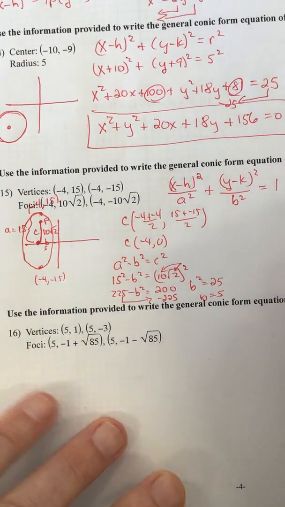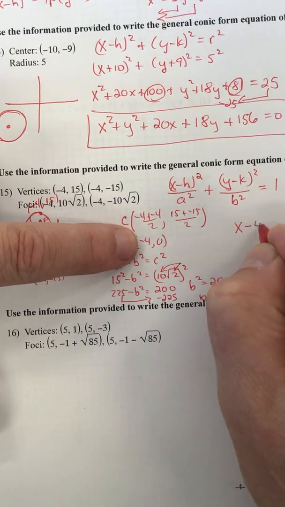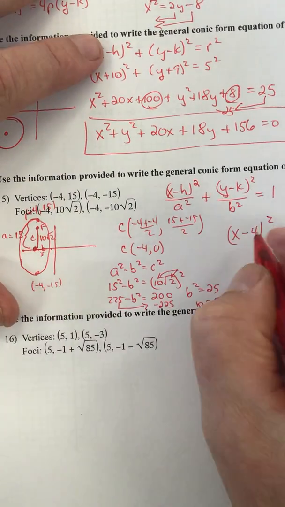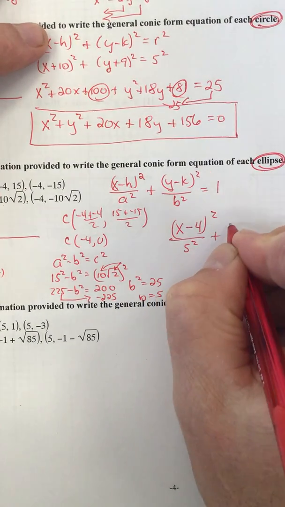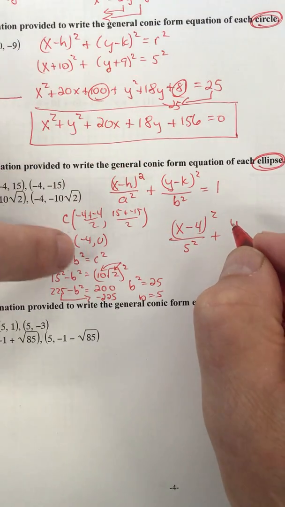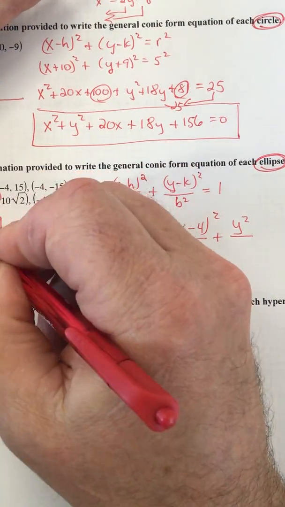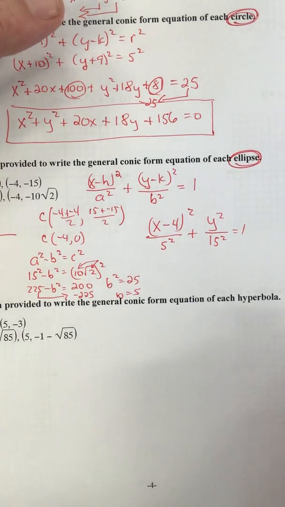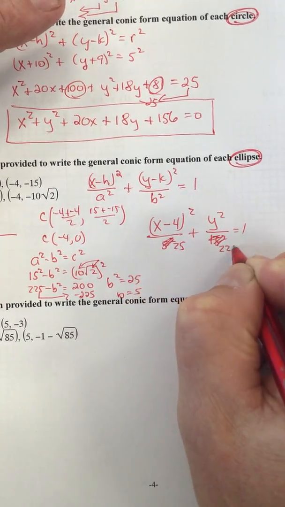Okay, we have the equation: x minus 4, all squared, and the sidewaysness is 5. Plus y. Our center has no shift, so y squared, but the up and down was 15. The height of the y radius was 15. So this is 25, and this is 225.